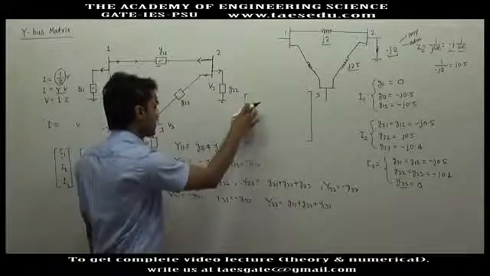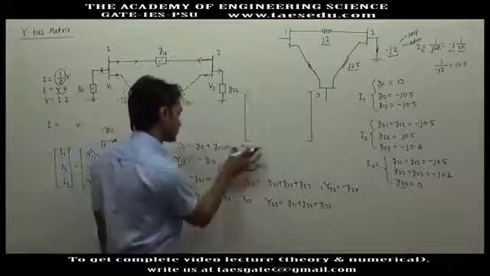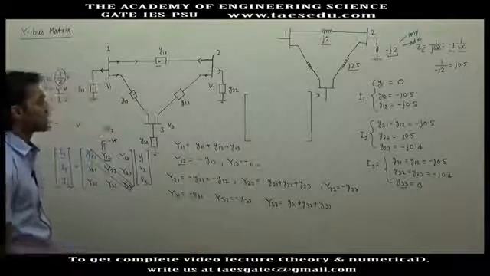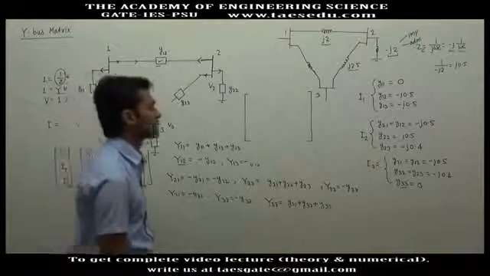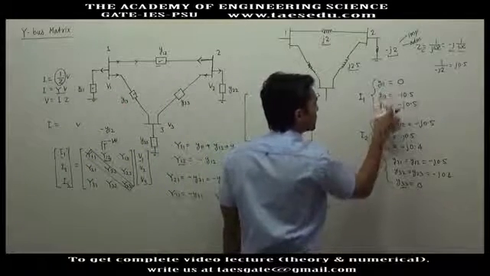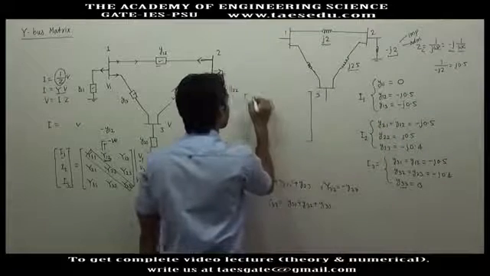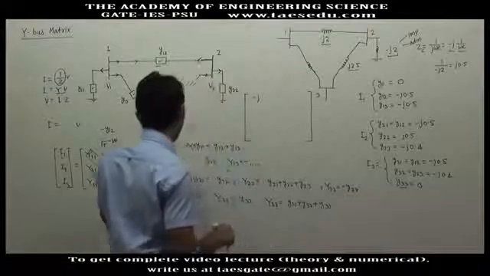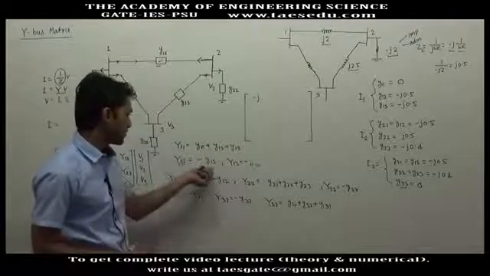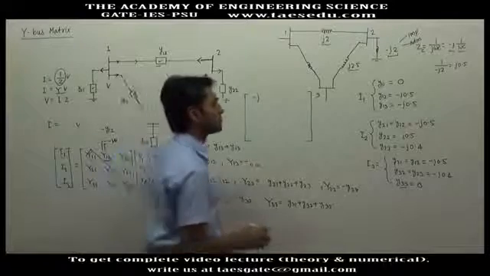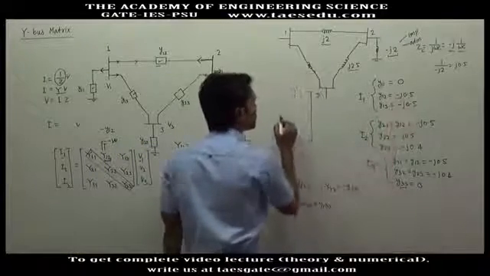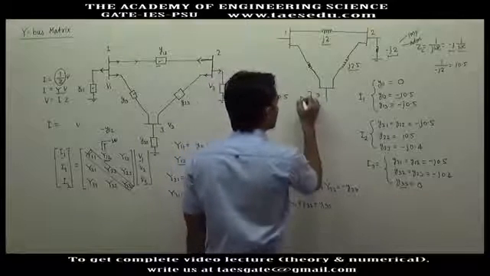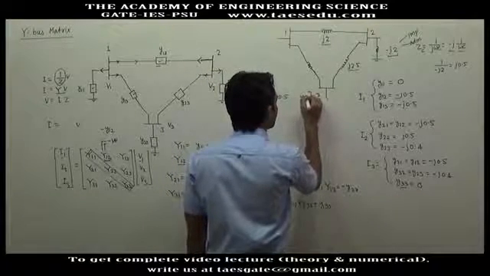Here we have Y11. Y11 is nothing but the summation of all the admittances connected to bus 1. So y11 plus y12 plus y13. This will be minus j. Now what will be Y12? Y12 is the negative of small y12, the negative of this quantity. This will be j 0.5. Y13 is j 0.5.